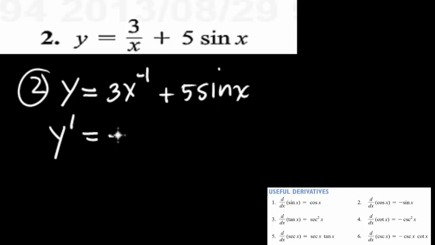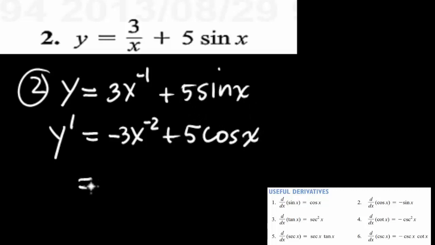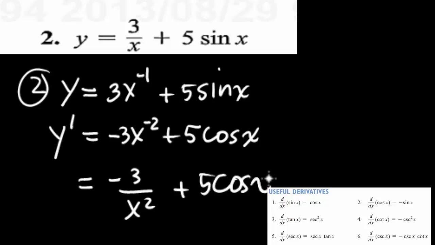Y prime is negative 3 x to the, what do we do here? Take off 1, so minus 2. And then plus 5 times the derivative of sine, which is cosine of x. So there we have it. That's the same as negative 3 over x squared plus 5 cosine of x.